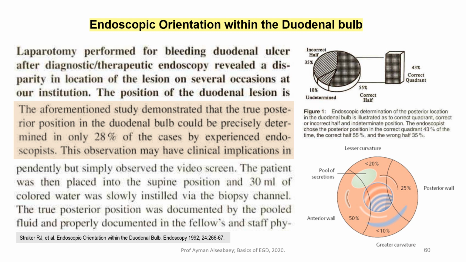This doctor, who is called Strucker, tried to solve this problem. He said, when you find any lesion in the duodenum, simply after you finish the examination, make the patient lie in the supine position and inject water in the duodenum. The area in which the water stagnates will be the true posterior wall of the duodenum, and so you can give a precise location for the surgeon. Really, I admire this study so much because I faced this problem many times.